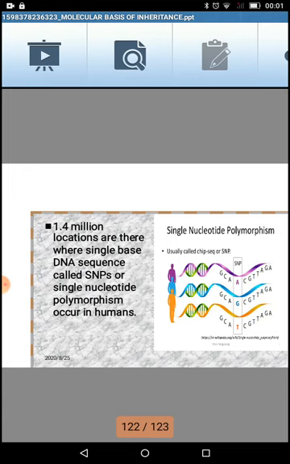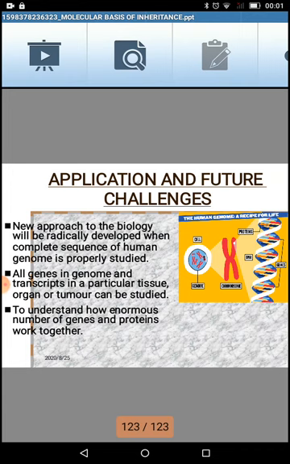So SNPs also make the differences in different organisms. It is not necessary that it has to be a sequence of amino acids which creates a difference among human beings. It can be single base pairs, and these single bases can be millions in number, around 1.4 million locations where single nucleotides create differences among human beings. So this is also one of the characteristic features of the human genome. What can be the future and applications of it, let us go through it.